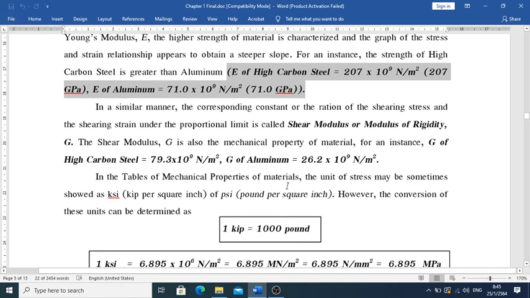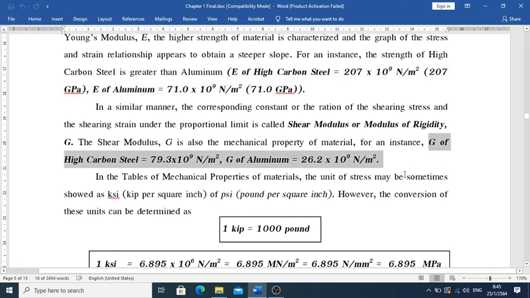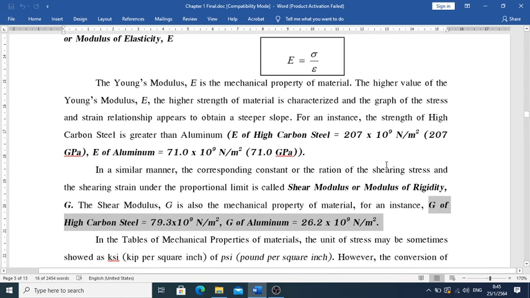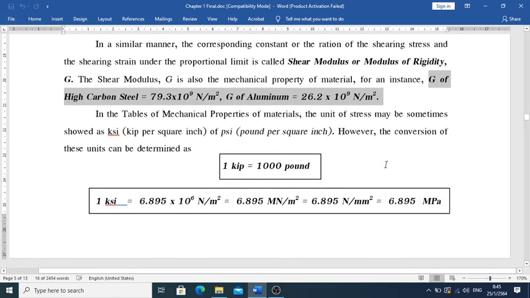And for G, the modulus of rigidity, for steel we have 73.3, and G for aluminum we have 26.2 respectively. This is for reference for steel and aluminum.